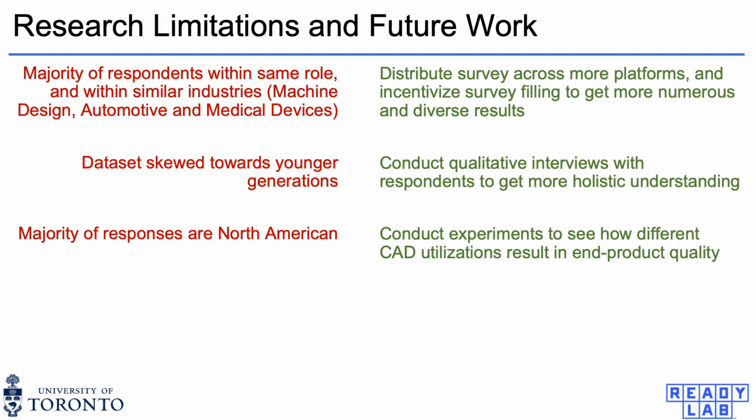With the research conducted, it's important to talk about the limitations in our future work. One is that the majority of respondents were within the same role, particularly from the machine design, medical device, and automotive industries. As well, our data set is skewed more towards younger generations, and the majority of our responses are North American. To address this going forward, it will be important to distribute the survey across more platforms and to incentivize more survey filling to get more numerous, diverse, and statistically significant results.